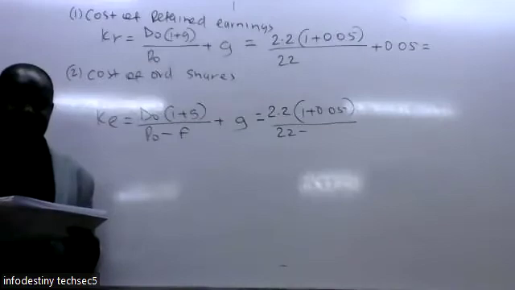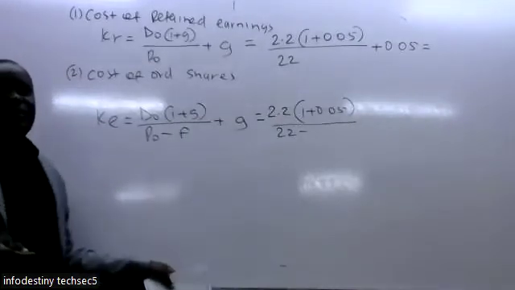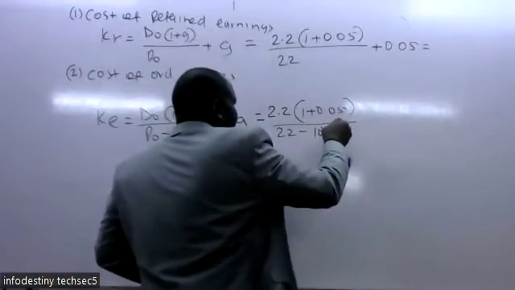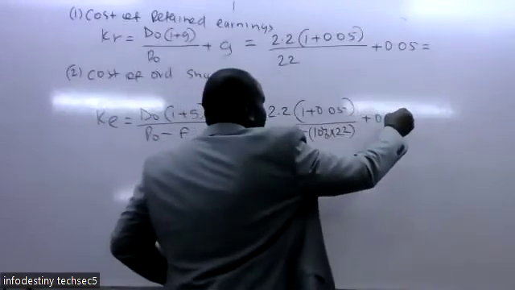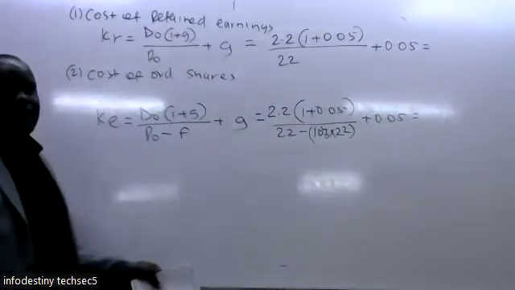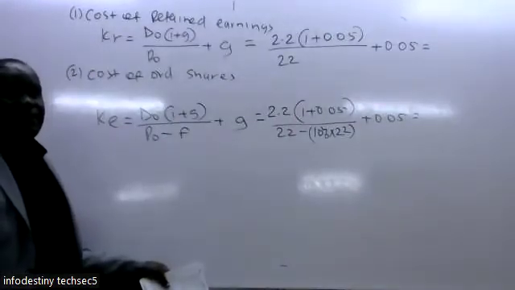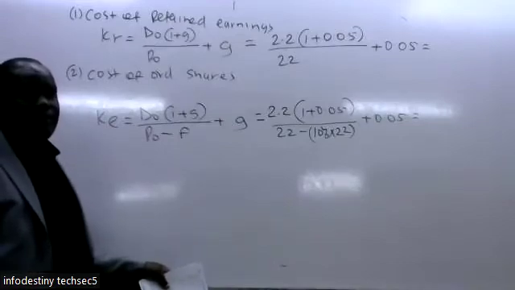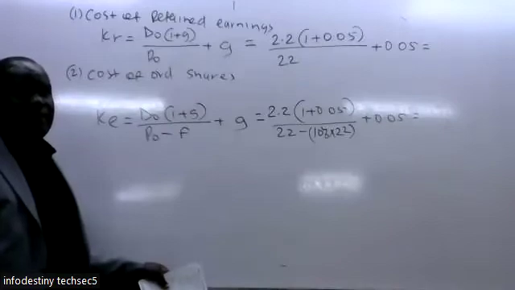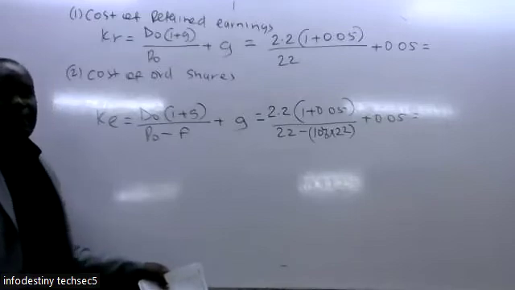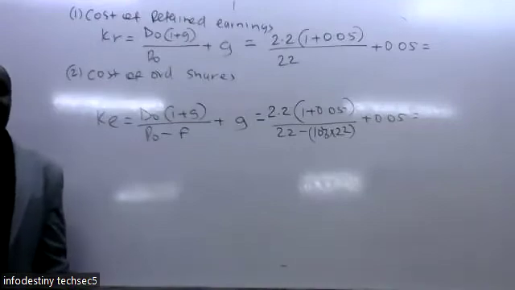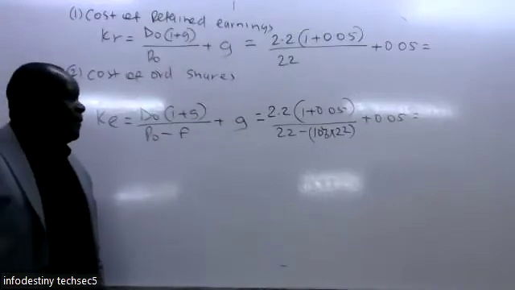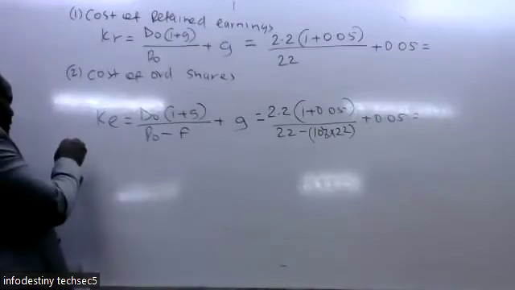Which percent? 10% of the issue price. So the issue price is 22, so it is 10% of the 22. Add... 16.67.